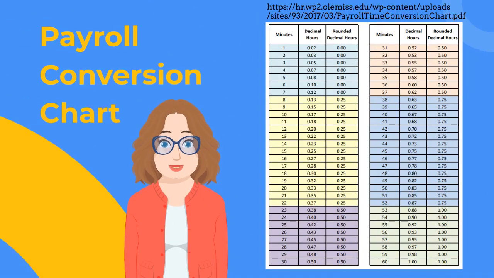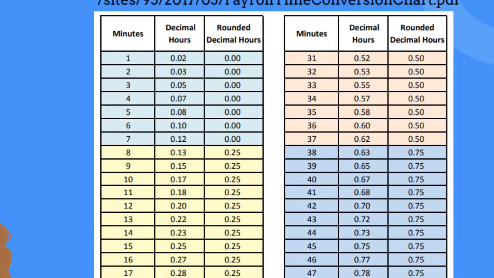You could also use a payroll conversion chart such as this one. Let's take a look. The first column shows the actual minutes. The second column shows the conversion to decimals for the 100th hour values. And the third column shows the quarter hour system where you round to the nearest 15 minutes. So, let's say the employee worked 8 hours and 16 minutes. He would be paid for 8 hours and 15 minutes, and the decimal value is 0.25.